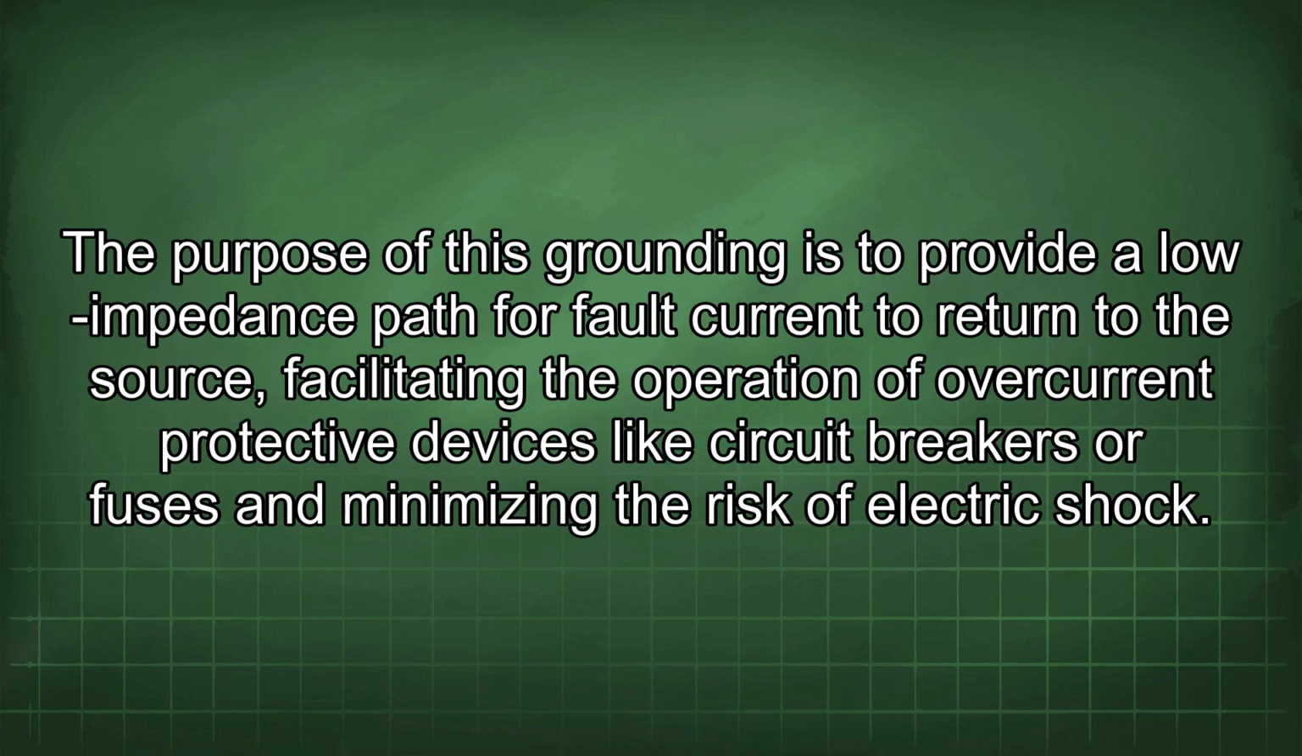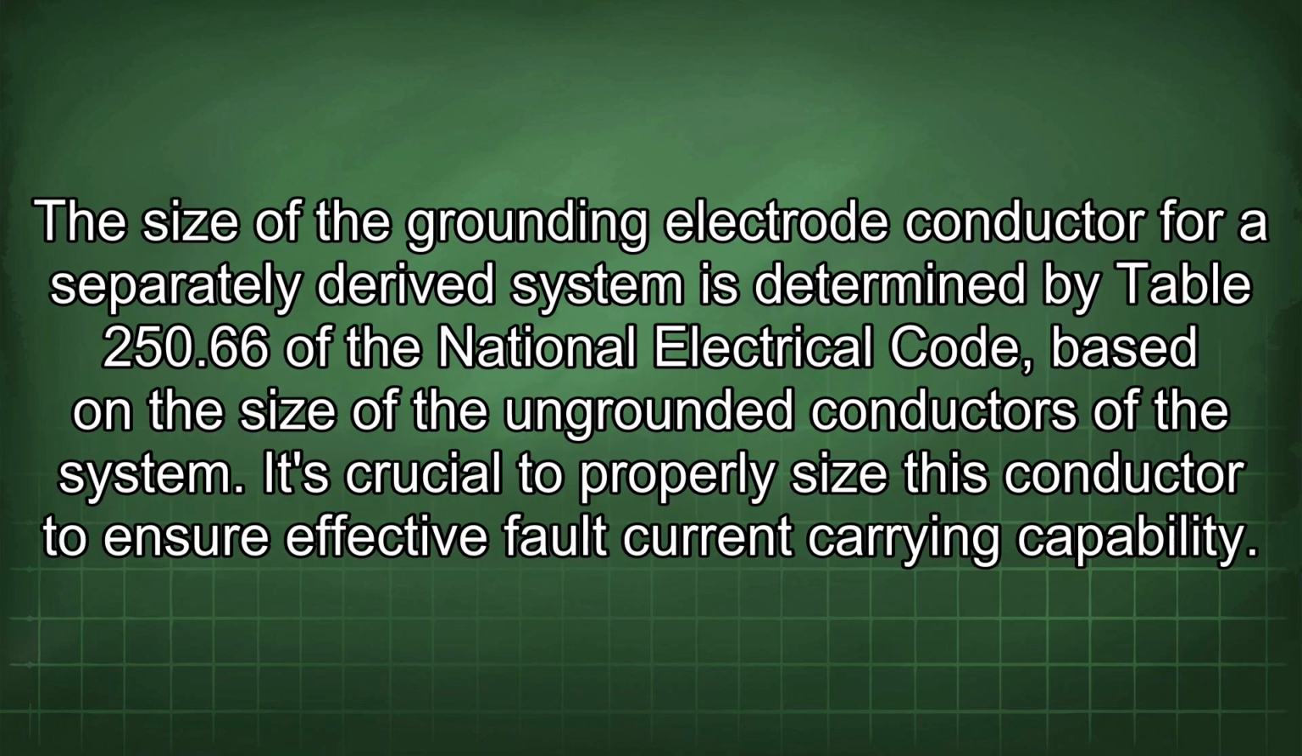The purpose of this grounding is to provide a low impedance path for fault current to return to the source, facilitating the operation of overcurrent protective devices like circuit breakers or fuses and minimizing the risk of electric shock. The size of the grounding electrode conductor for a separately derived system is determined by Table 250.66 of the National Electrical Code, based on the size of the ungrounded conductors of the system. It's crucial to properly size this conductor to ensure effective fault current carrying capability.